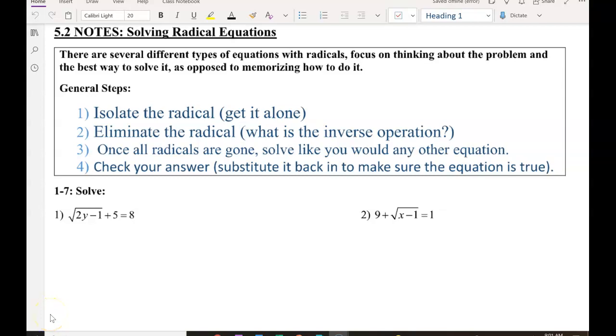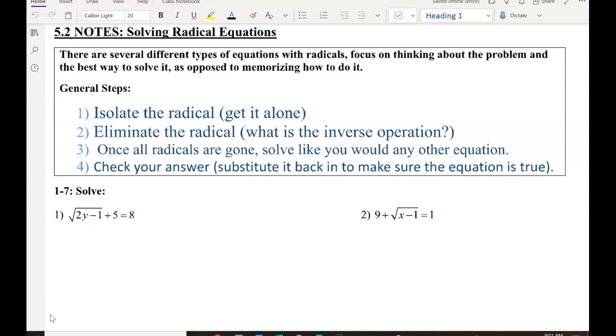Types of equations with radicals. Focus on thinking about the problem and the best way to solve it as opposed to memorizing it. So, Daniel, can you help us read number 1? Isolate the radical. Yes, just like your absolute value, isolate it. Get it by itself, okay?